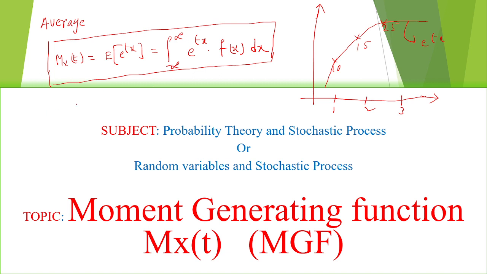If we take a discrete random variable, then M_X(t) can be defined as the sum from i equals 1 to n of e^(tx) p(x). So this is the average for a discrete random variable.